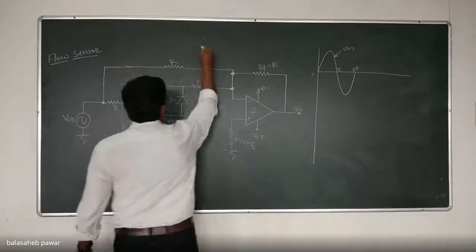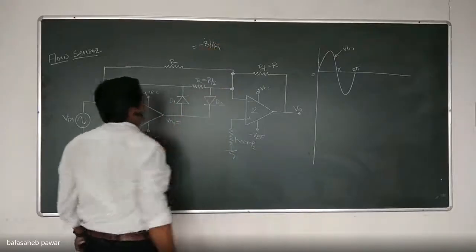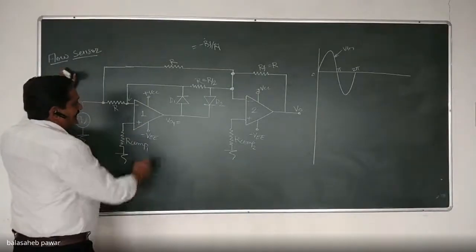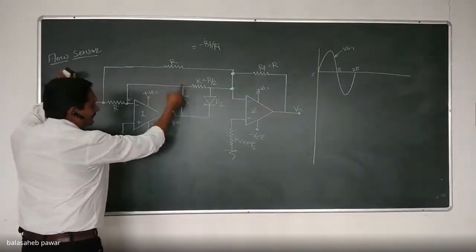Is it minus RF by R1? Minus RF upon RI. Yes, RF by RI, that is feedback resistance divided by input resistance. Correct. Now, looking towards this loop, what is the feedback resistor?